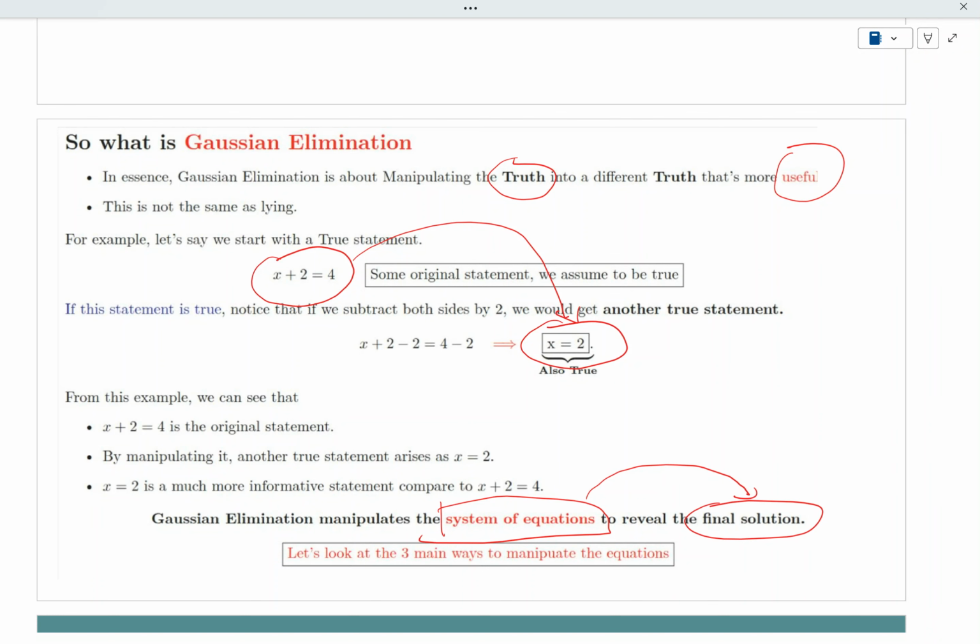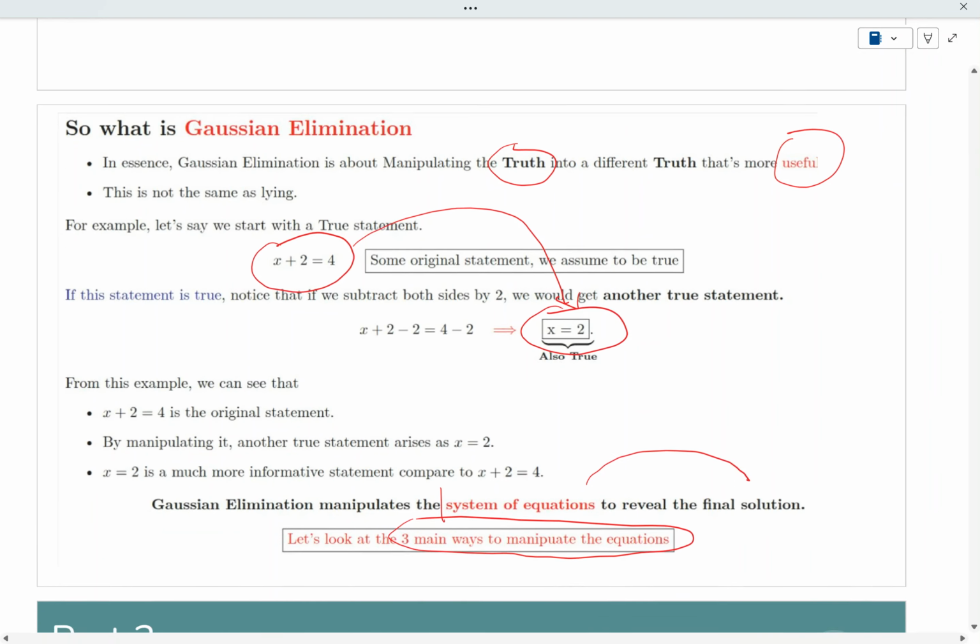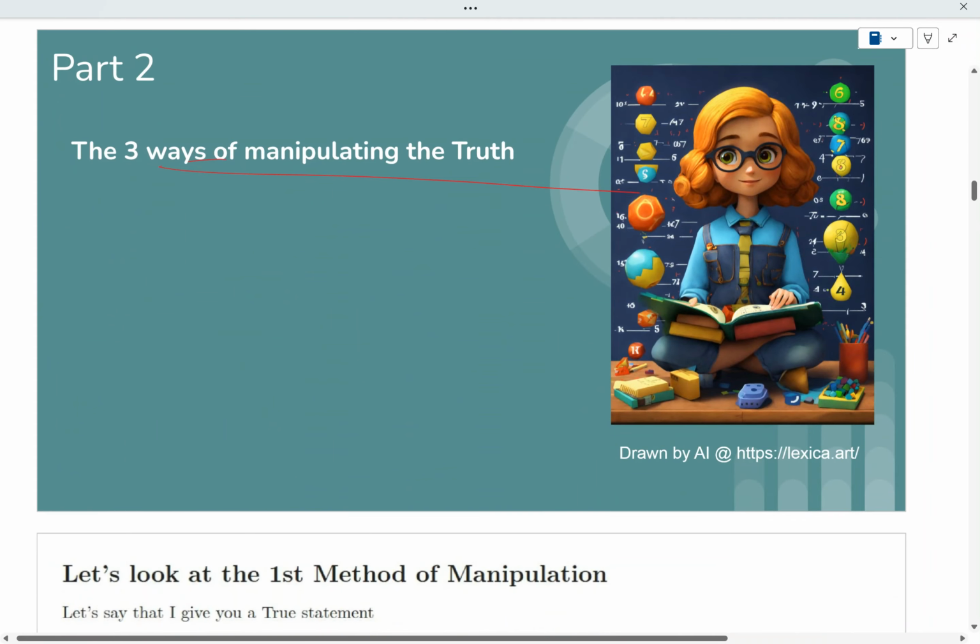How do we go about doing them? Well, there are three main ways to manipulate the equations. Okay, the three ways of manipulating the truth. Let's look at the very first way.